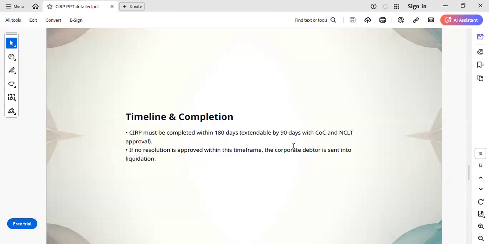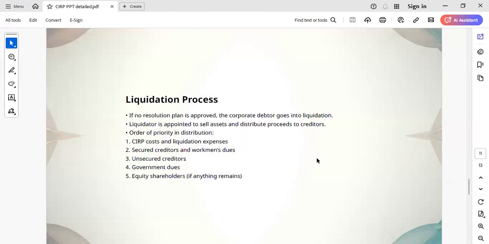So what are the timelines for completion? CIRP must be completed within 180 days. It is extendable by 90 days with the approval of the COC and the Honorable NCLT, so it is 270 days. If any legal matters are involved, then the maximum is 330 days. If no plan is approved by the COC within the time frame, then what is the next course? The corporate debtor will be sent into liquidation.